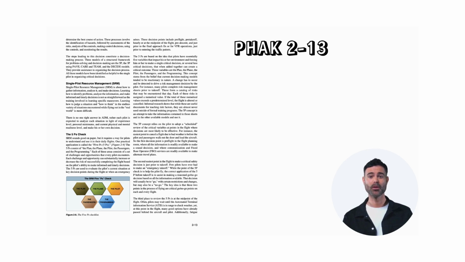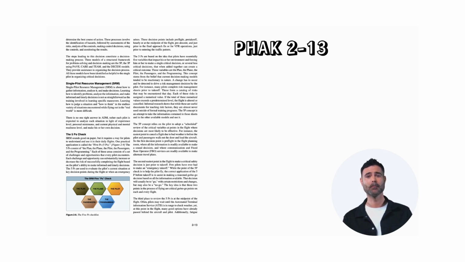These variables are the plan, the plane, the pilot, the passengers, and the programming. This concept stems from the belief that current decision-making models tended to be reactionary in nature. A change has to occur and be detected to drive a risk management decision by the pilot.